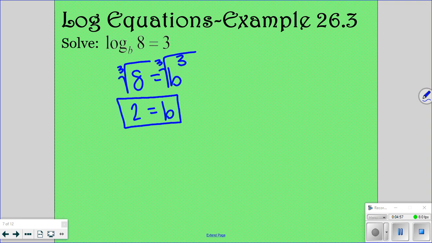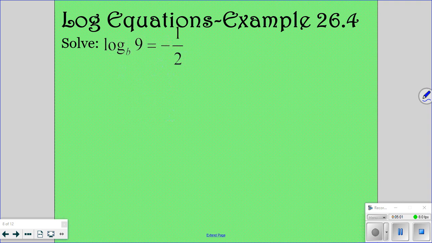Okay, we're going to look at another one. Y'all try and put this in exponential form by yourself. If you think you can solve it by yourself, y'all go ahead and try that. And then unpause the video and I'll go over it. So the first thing to do is put it in exponential form. So 9 should equal b to the negative 1/2.